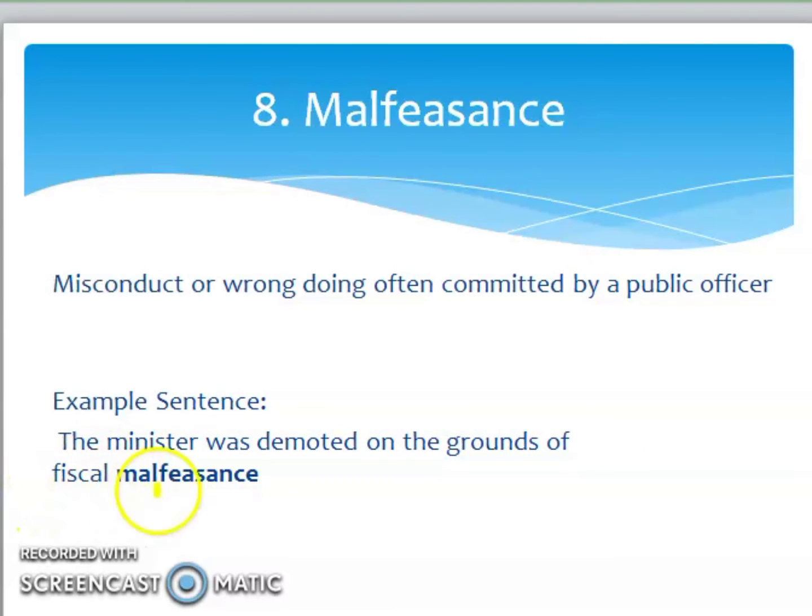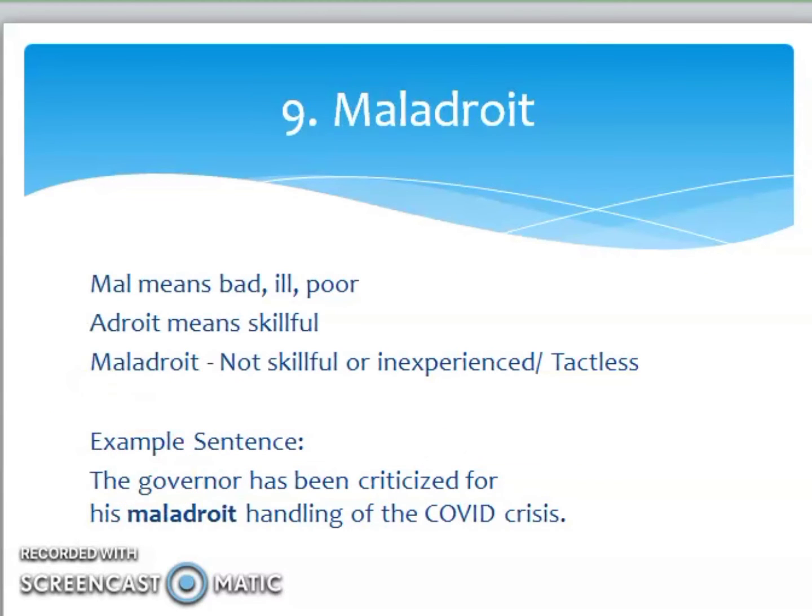Now, whenever you come across the word fiscal, it is related to money. So why was the minister demoted? Demoted because of financial malfeasance, misconduct, wrongdoing, bad doing. That could be corruption, bribery, or whatsoever.